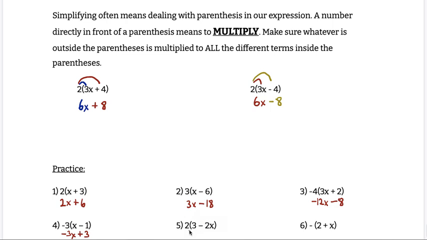Okay, so 2 times 3 is 6. 2 times negative 2x is negative 4x. Right? And this one here is a useful one. Remember that when you've got a negative on the outside, that's a negative 1 is what we're looking at right here. So it's negative 1 times 2 is negative 2. Negative 1 times positive x is negative 1x or negative x. Right? So watch out for that sort of thing as well.